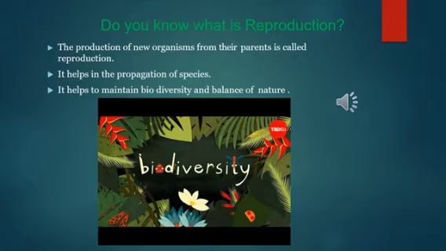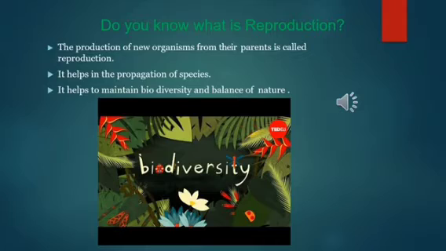Now how is this reproduction helpful to us? First thing, it helps in the propagation of species. That is, it helps in the process of creating new plants and animals. The second one, it helps to maintain biodiversity and balance of nature.